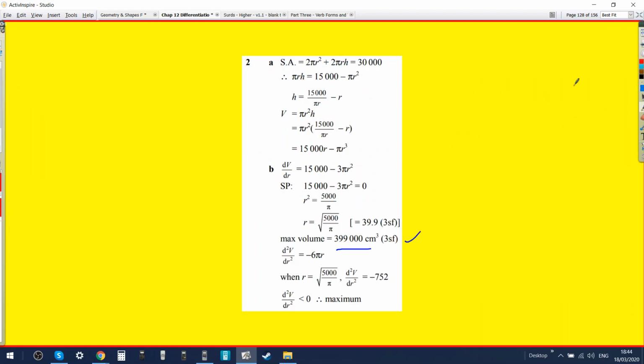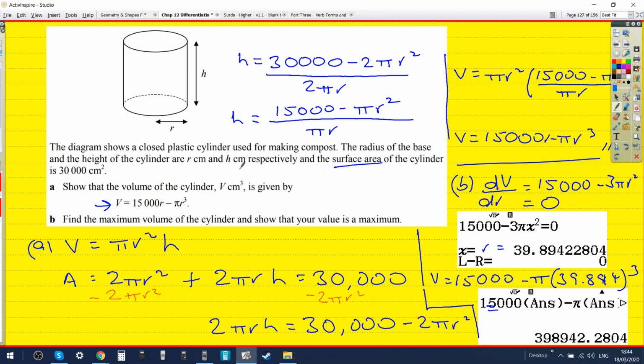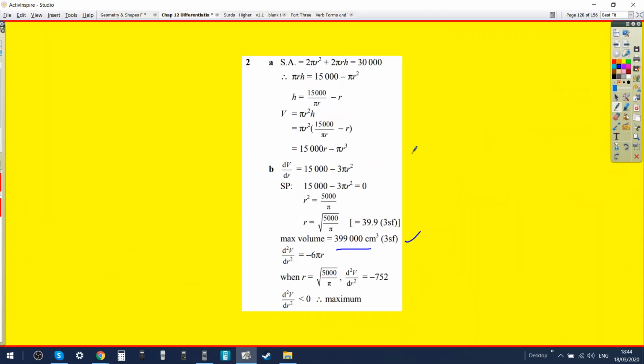There it is. Did I cut off a part C or something? Oh, and show that your value is a maximum. How do you show it's a maximum? The second derivative. Yep. And minus, I think, 6 pi r. You'd sub in your value into there and see if it's bigger or less than 0. What will it be? Less than 0. Therefore, it's a maximum.